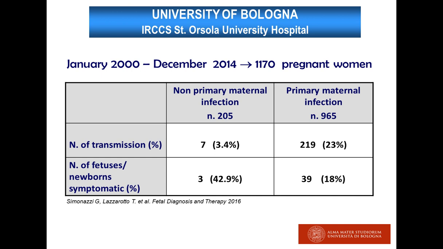Whereas in primary maternal infection, we found 965 cases, and the percentage of transmission is 23%, and in this group we found 18% of fetuses and newborns with symptoms. So this collection of results is important because it is in agreement with all the literature data and confirms the very important problem of transmission and the risk of having fetuses or newborns with symptoms after primary and non-primary infection.